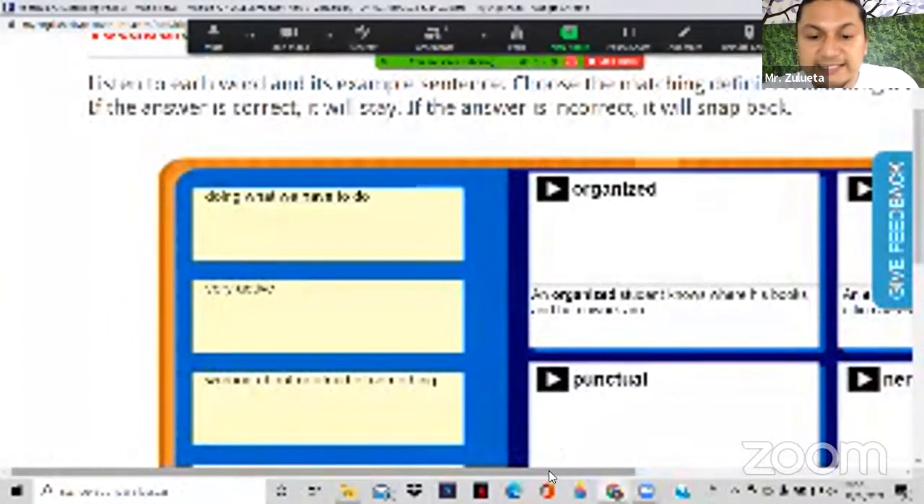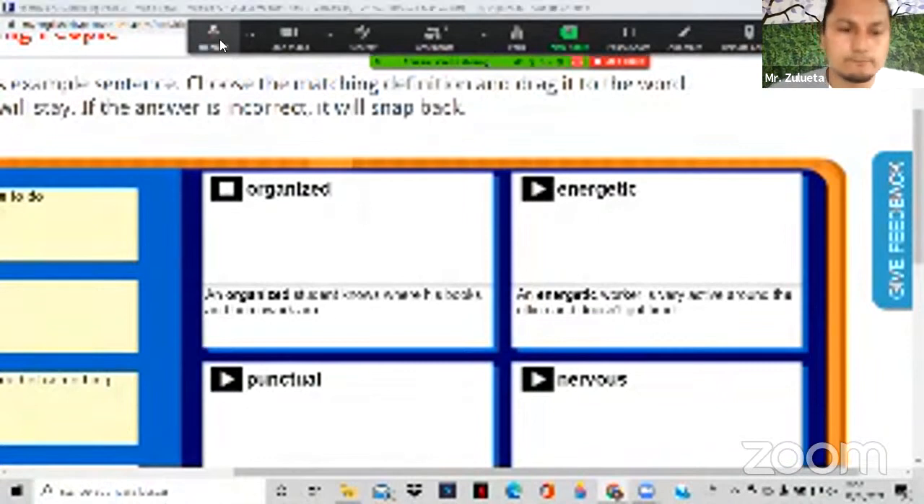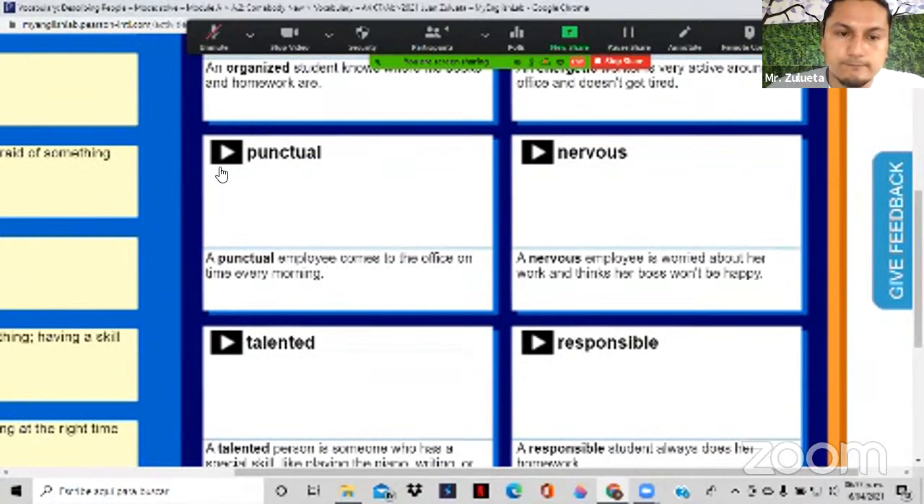Okay, so in this case, let's listen to the pronunciation and the definition for each vocab. Organized. An organized student knows where his books and homework are. Energetic. An energetic worker is very active around the office and doesn't get tired. Punctual. A punctual employee comes to the office on time every morning.